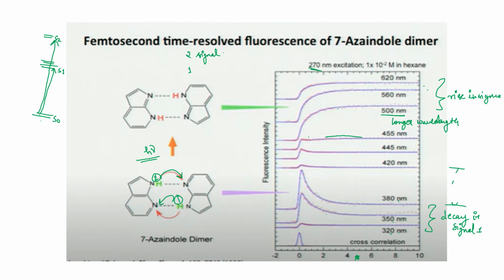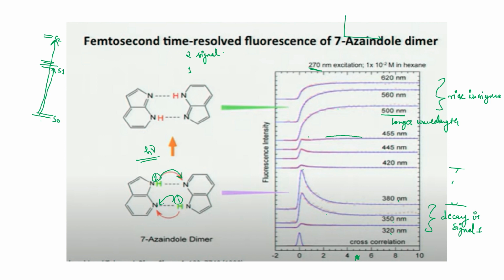Okay. Then when you give a close observation to the same on the femtosecond time scale, you will notice that a signal is recorded at a different emission wavelength with the excitation of 270 nanometer. There is a signal at 320 to 380 nanometer, while the second one is at 620 nanometer.